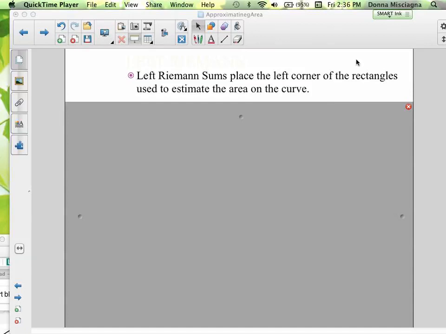Welcome. So we're just going to review left Riemann sum, right Riemann sum, midpoint Riemann sum. Left Riemann sums place the left corner of the rectangles used to estimate the area on the curve. So we start off on the left-hand side.